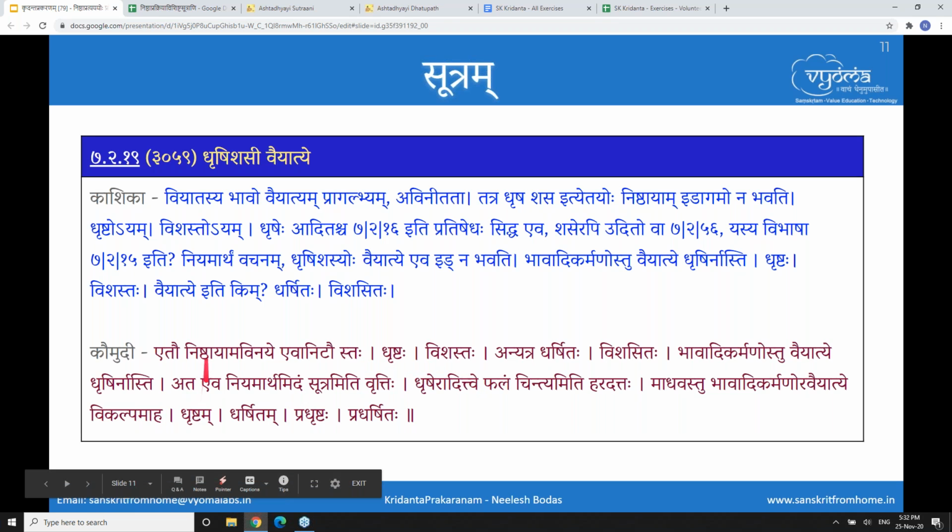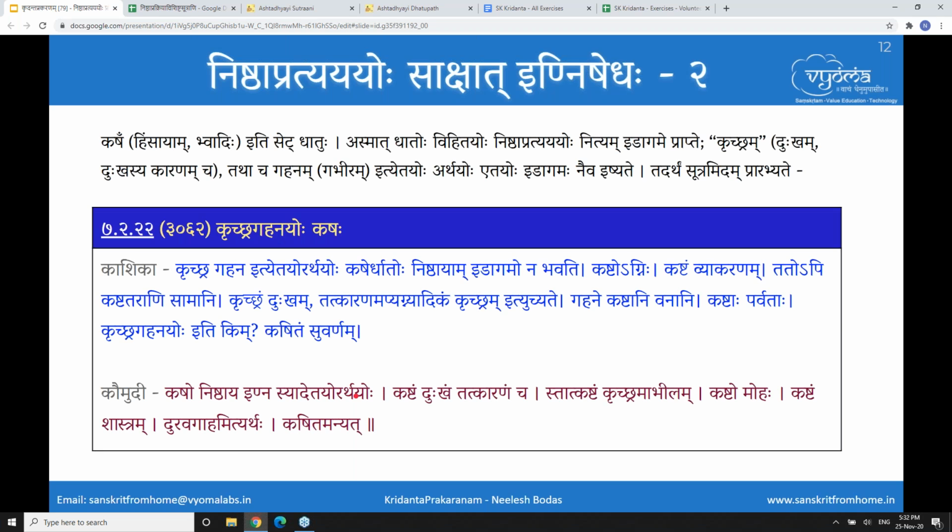Let's quickly go over the initial part of the Kaumudi. Etau nisthayam avinaye eva anitau staha drishtaha vishastaha anyatra tu dharshitaha vishasitaha bhavadi karmanoh tu vaiyatye dhrishi nasti ataiva niyamarthamidam sutram iti vrittihi iti kashikakarah vadati. Agre gacchamaha. Next one is actually simple, so let's take a quick look.